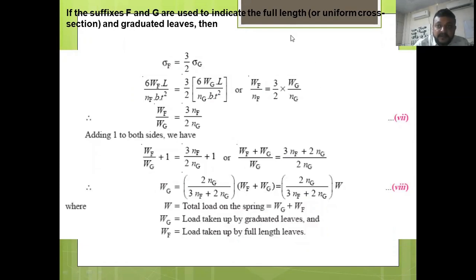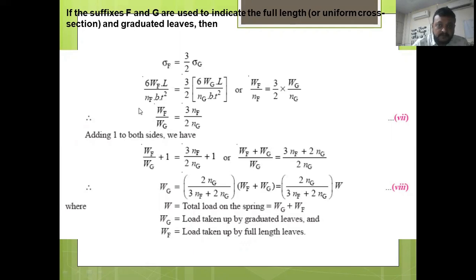Now you have to keep in mind one equation regarding the relation between stress in the full length leaves and the graduated leaves. F denotes the full length leaves and G denotes the graduated leaves, as we have discussed in the previous slide. So sigma F is always 3 by 2 sigma G, as we already derived sigma F in the previous slide.